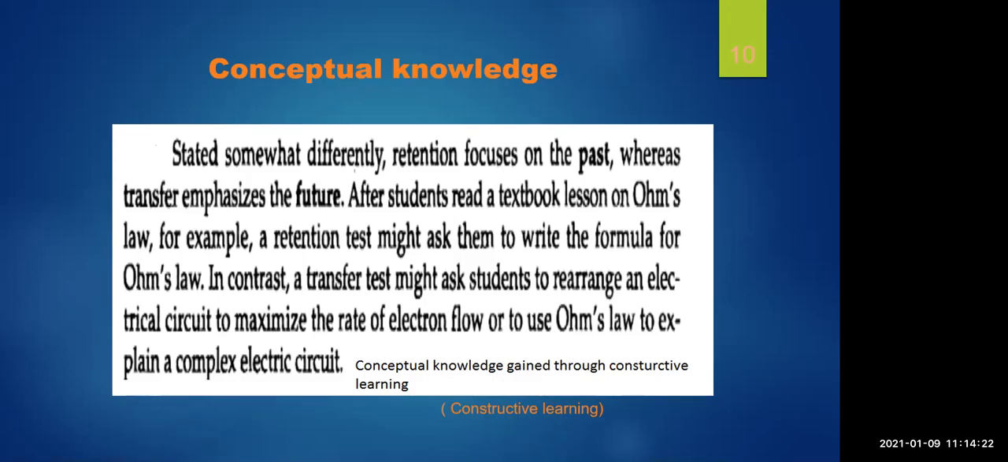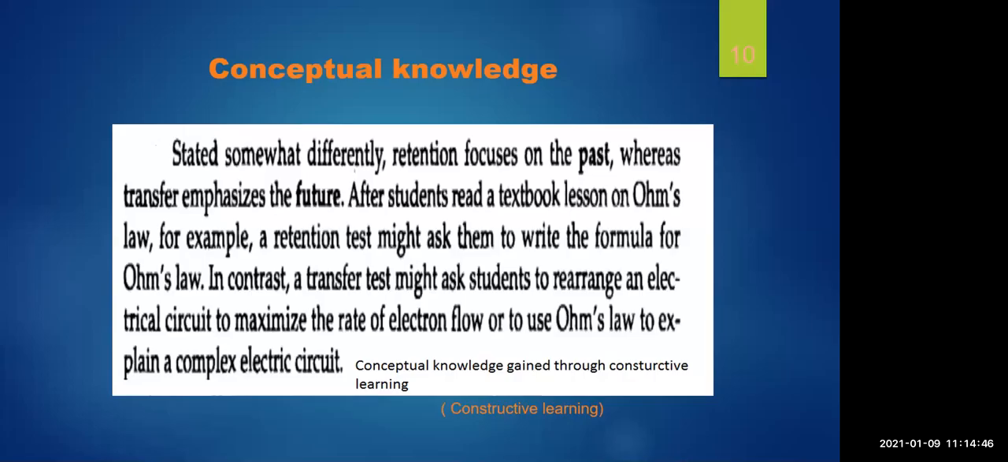So ask them to maximize the electron flow or current flow in a circuit for the given resistance or for the given voltage. What if the resistance required is different? Different current flow, they will be calculating it. They will be applying Ohm's law and coming out with different solutions. So that is what this option is: the conceptual knowledge gained through a constructive or application-oriented learning process. That is what is called constructive learning.